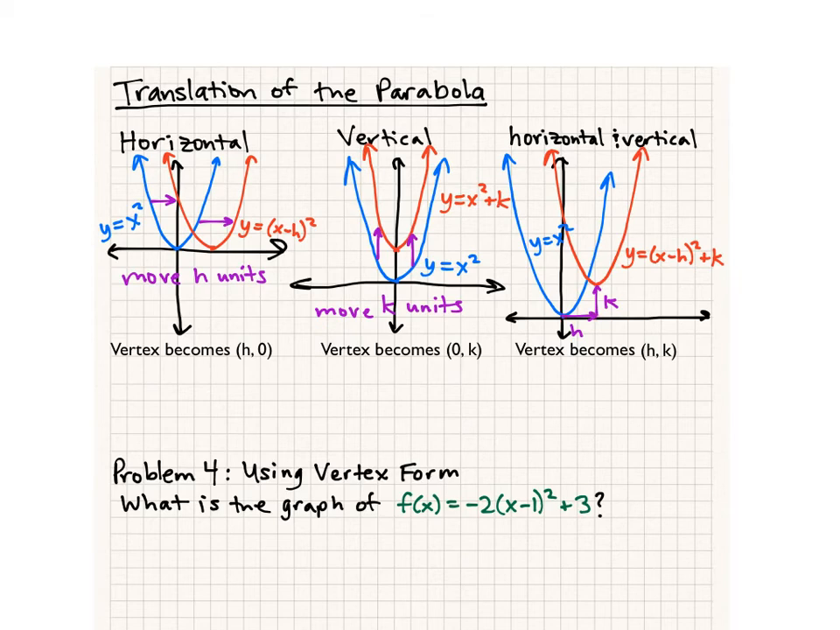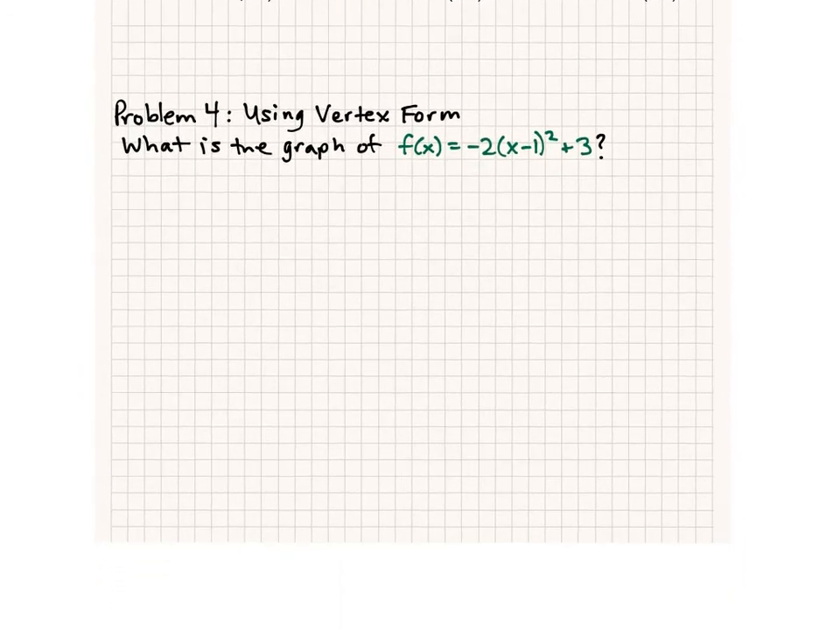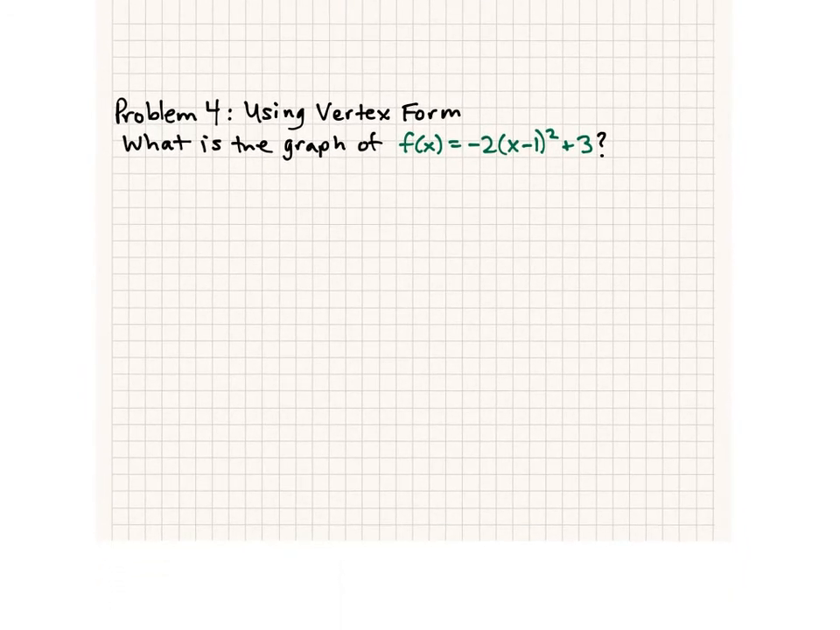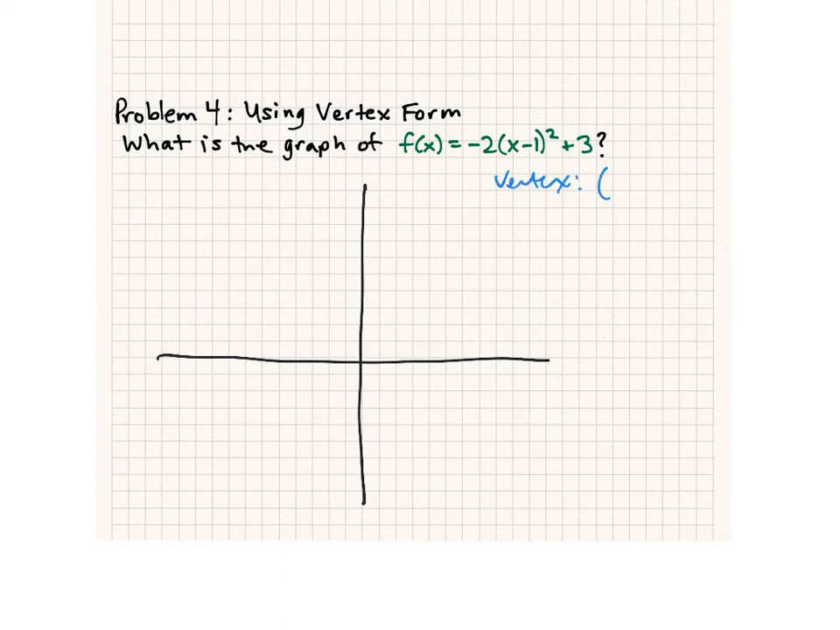Okay, so how are we using vertex form? What is the graph of this function? We can make our axes and then find the vertex. The vertex here, remember, is going to be the number being subtracted from x, so 1. The opposite of -1 is 1, and then this one is 3. So we'll go to 1, 3, and put our vertex there.